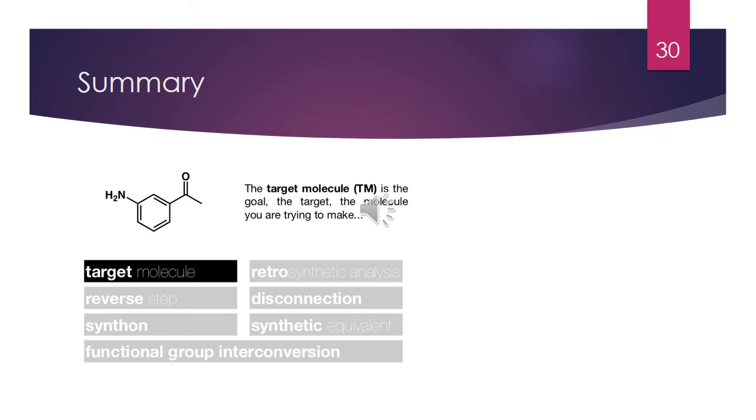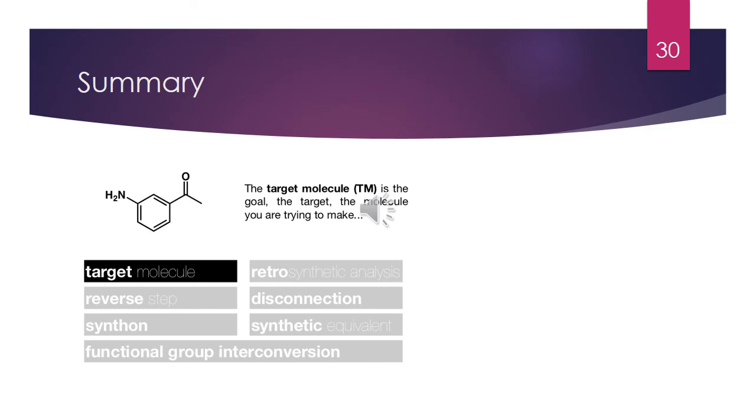So we have a target molecule, which is the molecule we are trying to make. Retrosynthesis is actually the reverse of synthesis, and it involves either functional group interconversion or disconnection. Disconnection means you are going to break the bond, right? Once we break the bond, we get positive and negative ionic species. These species are not real, they are just imaginary species. So these are called the synthons, right?